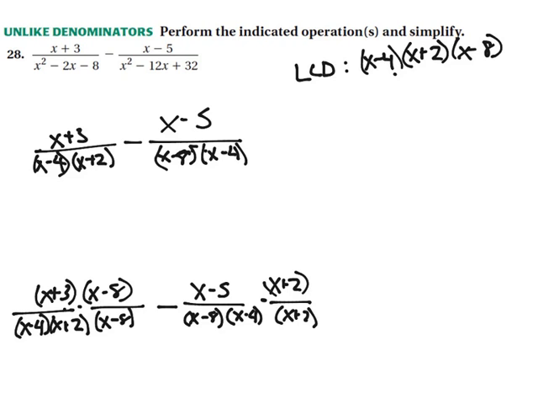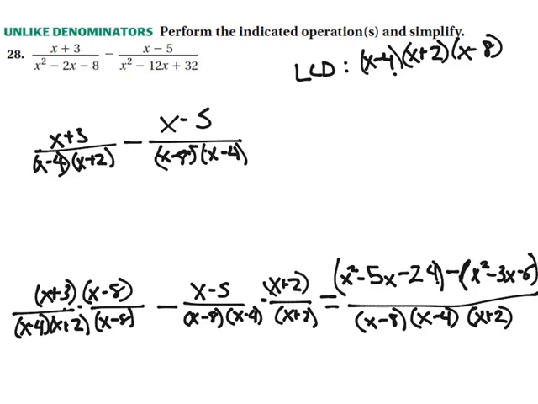And then we're left with... so then we FOIL x plus 3 times x minus 8, and we get this. And then we FOIL x minus 5 times x plus 2, and we get this. Now I need to distribute the negative. And when I distribute it, it'll make this plus, negative, plus, plus.